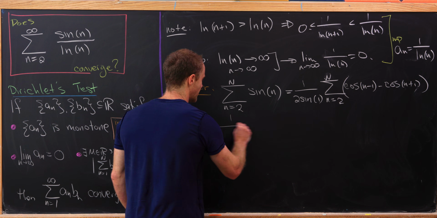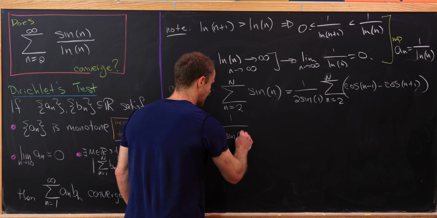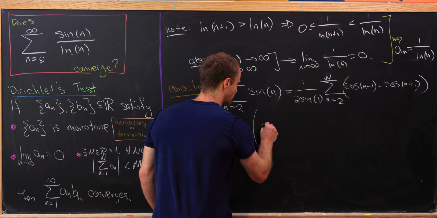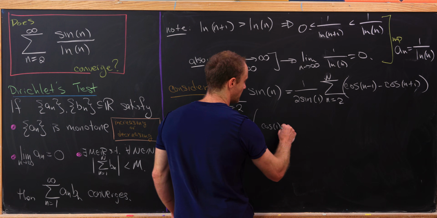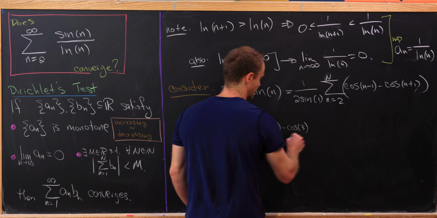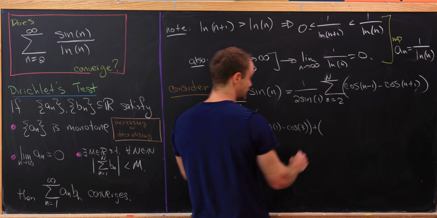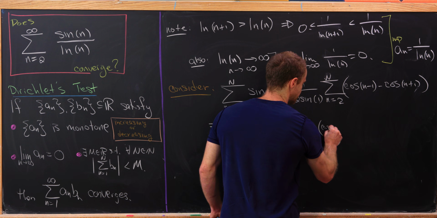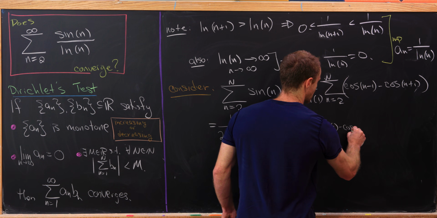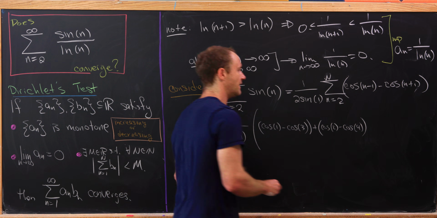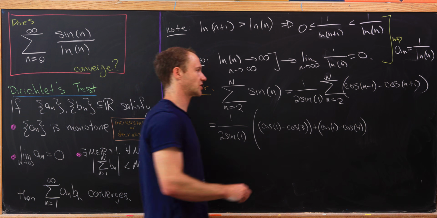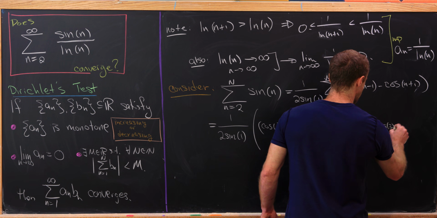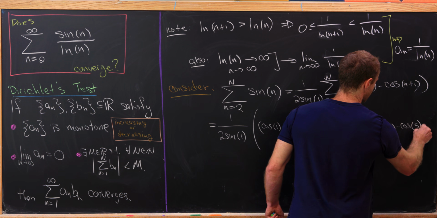So this is going to be 1 over 2 times the sine of 1 times. So let's see, the n equals 2 term will be the cosine of 1 minus the cosine of 3. And then we'll add to that the n equals 3 term. So that'll be the cosine of 2 minus the cosine of 4. And then the n equals 4 term. So that'll be plus the cosine of 3 minus the cosine of 5.